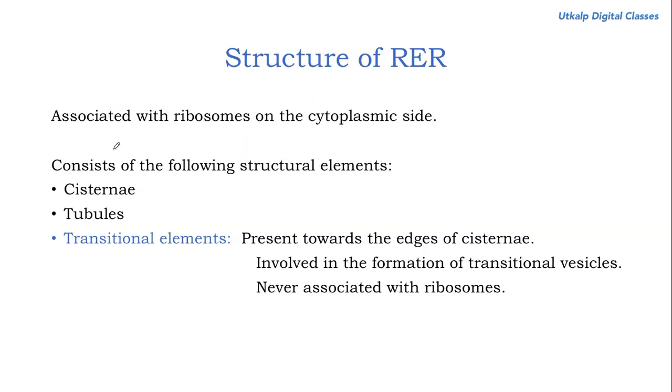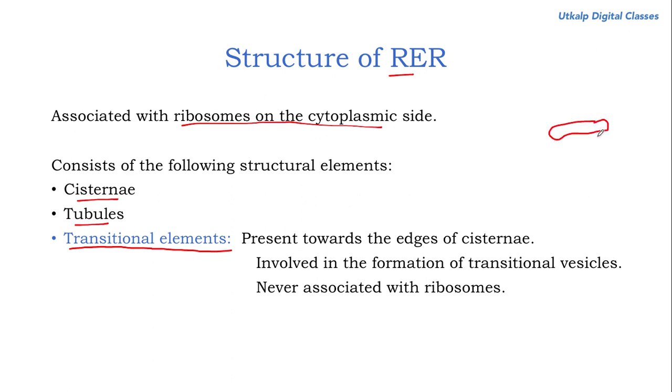We just discussed the structure of ER, that it is associated with ribosomes on the cytoplasmic side. Therefore, the name rough. We have cisternae, we have tubules. We also have a third very important structural element of the RER, which is the transitional elements. Now, what is the transitional element?